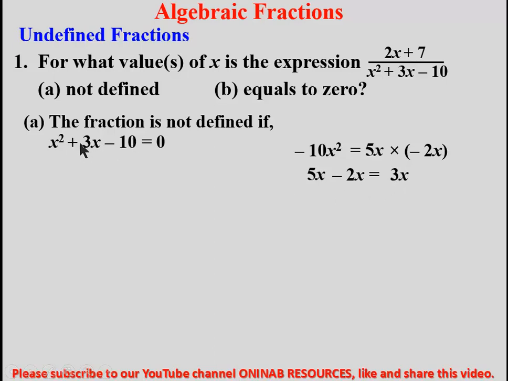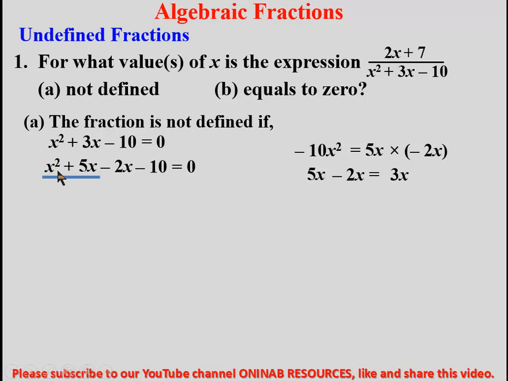So instead of the 3x here, we replace it with 5x - 2x. So this is x² + 5x - 2x - 10 = 0. Here 5x - 2x gives 3x, so this is still our -10 = 0. Now we have 4 terms on the left hand side. We pick the first 2 halves, that is x² + 5x.